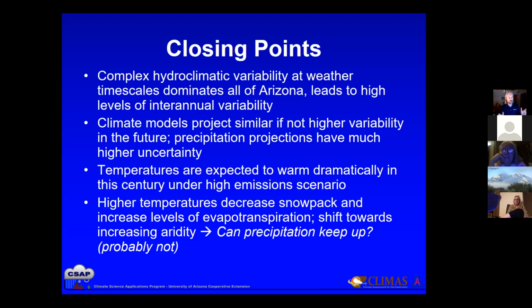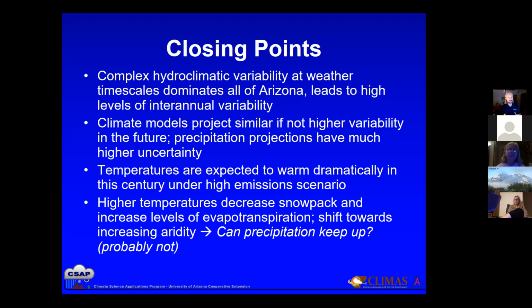Variability. We know that. It's just watching in the summertime, it rains at your neighbor's house, doesn't rain on your house. That's normal, and that's what we should expect. So climate models project similar, if not higher, variability in the future. Precipitation projections have much higher uncertainty. That's still not really getting better.